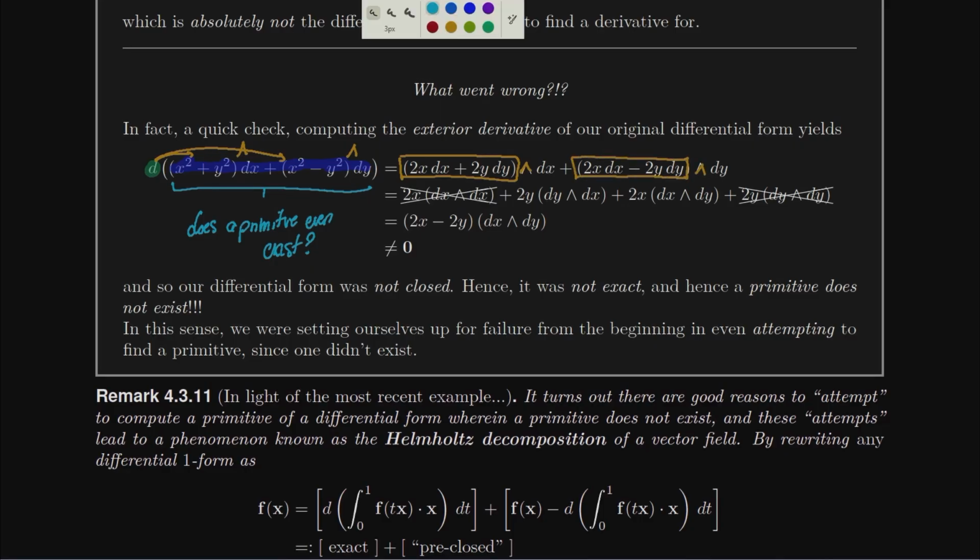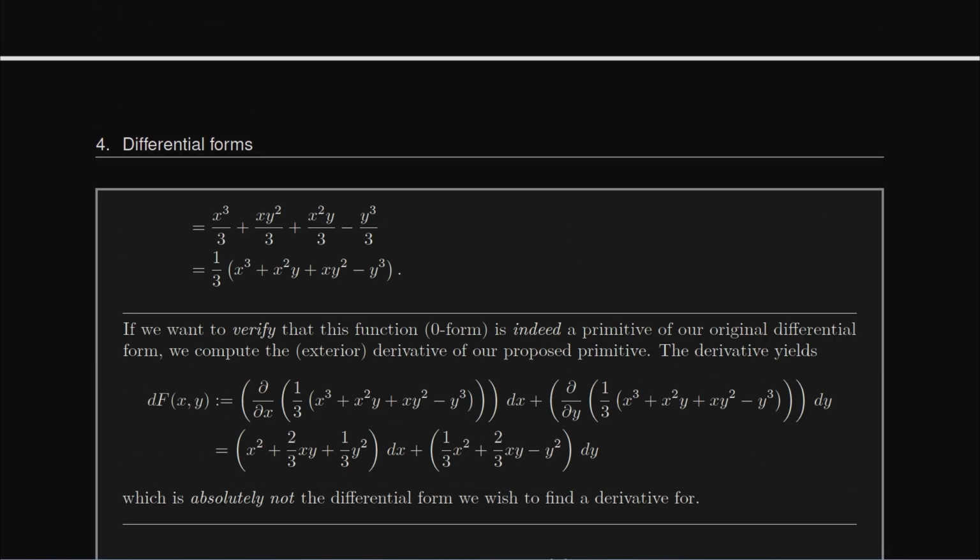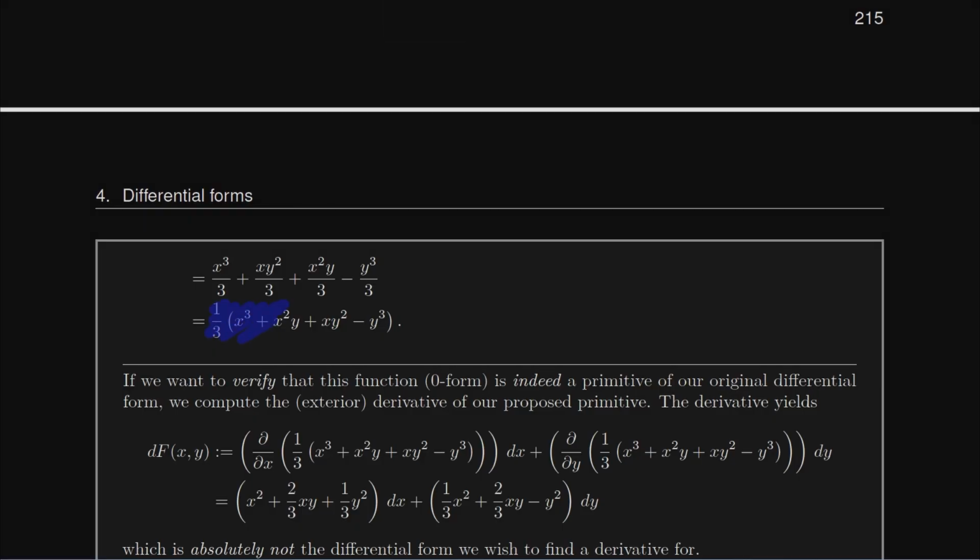And as always, dx wedge dx will disappear, dy wedge dy will disappear. So those terms are gone, and we're left with 2y dy dx, 2x dx dy. If I combine those by flipping the first one around, I'm going to get 2x minus 2y dx wedge dy. This is not equal to 0, right? Not equal to 0, so no primitive exists. Which means that this integral process obviously wasn't going to compute a primitive for me if a primitive didn't exist anyway.